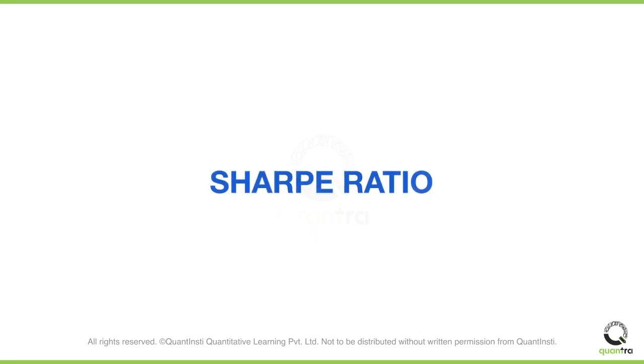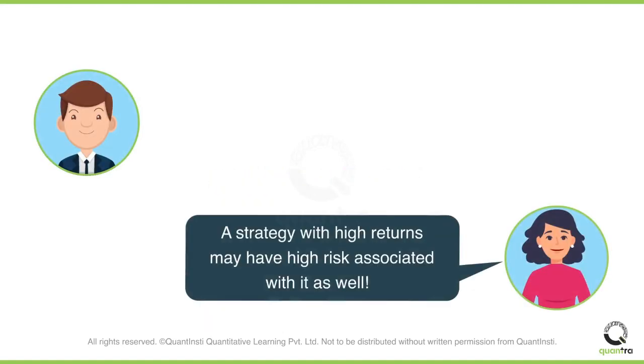Welcome to this video unit on the Sharpe ratio. In the previous video unit, we understood that analyzing a strategy just based on returns is not enough. A strategy with high returns is not necessarily very attractive, if it has a high risk associated with it.